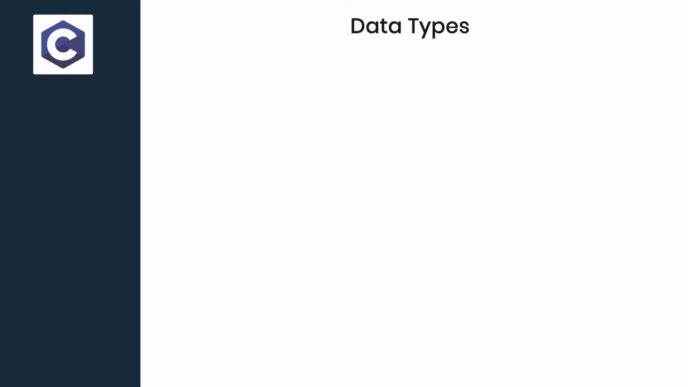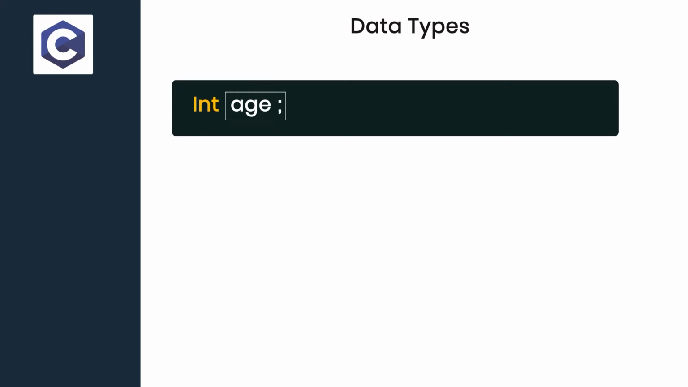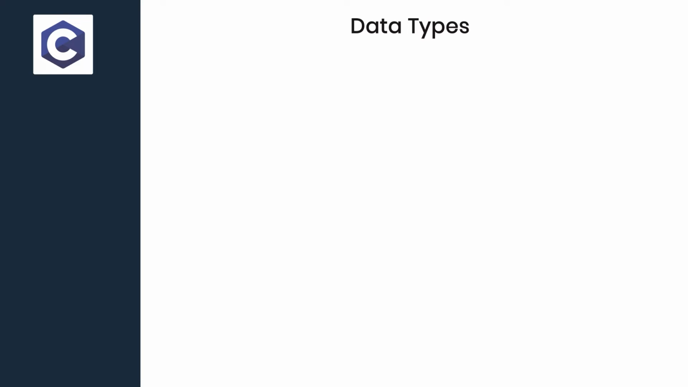In programming, data types specify the type of data that can be stored in a variable. Let's look at this example. Here age is a variable and int is the data type of this variable. The data type determines two things. First, the type of the variable. The int type means our variable can only store integer values.